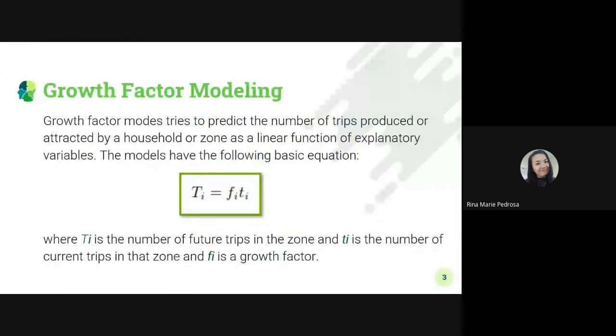The models have the following basic equation. So it's the capital T sub i is equivalent to the F sub i times the small letter t sub i, where your capital T sub i is the number of future trips in the zone, and your small t sub i is the number of current trips in the zone, and your F sub i is a growth factor.